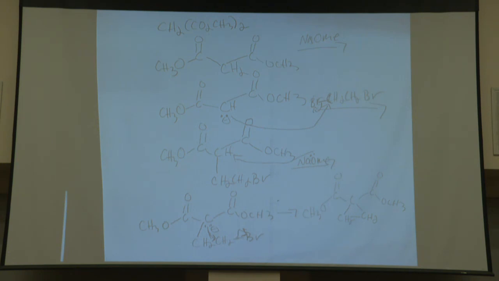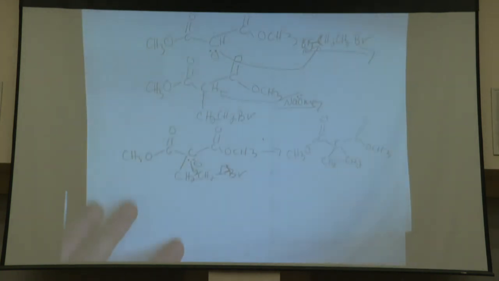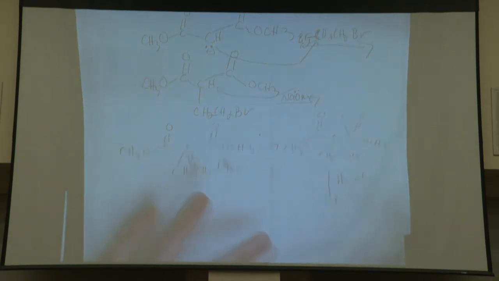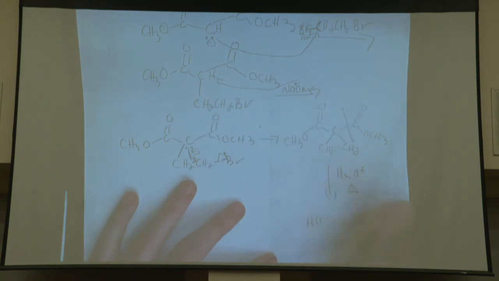And then the last one is the H3O plus and heat. And what is that going to do? It's going to do the decarboxylation, right? So the H3O plus is going to make them both OHs. And then the heat is going to cut off one half. It's going to cut off the CO2. So that's going to give us our carboxylic acid product that we expect when we do malonic ester synthesis.